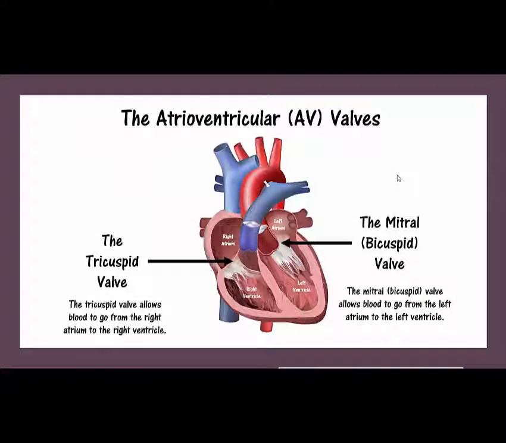The atrioventricular valves. The atrioventricular valves include the tricuspid valve and the mitral valve. The tricuspid valve allows blood to go from the right atrium to the right ventricle. The mitral valve or bicuspid valve allows blood to travel from the left atrium to the left ventricle.